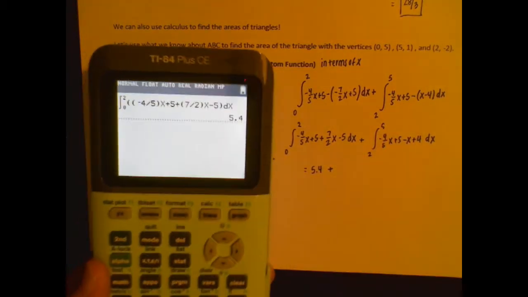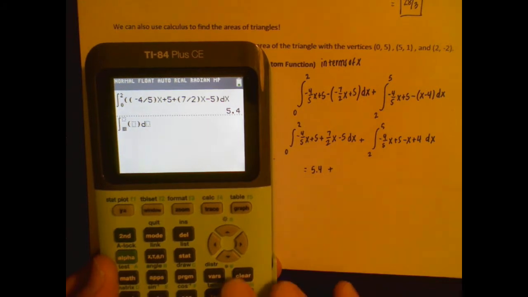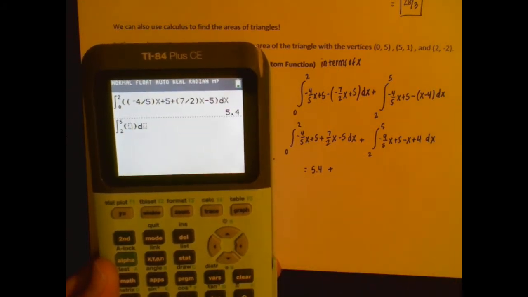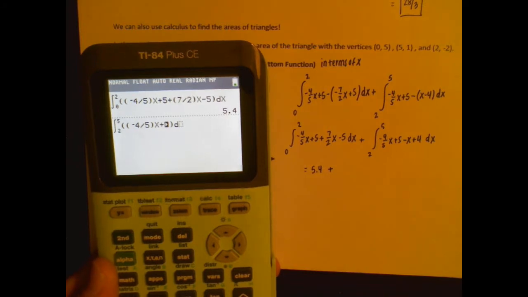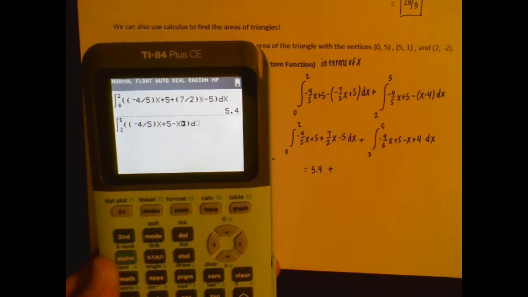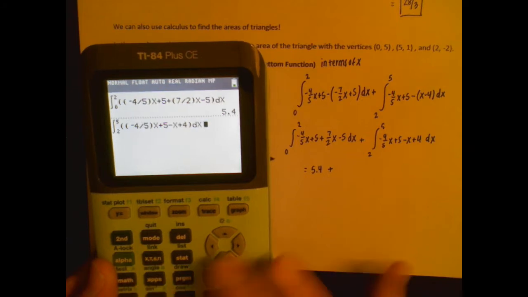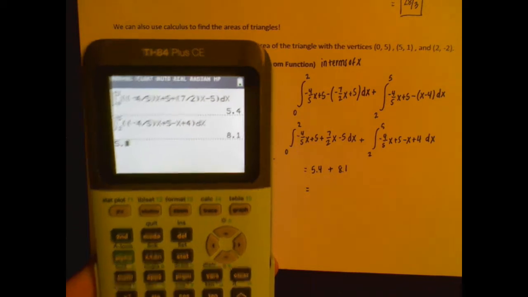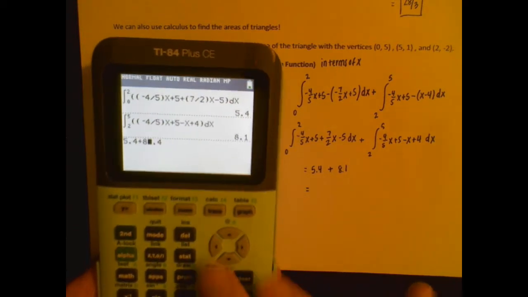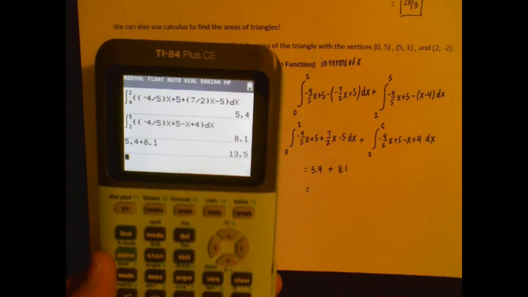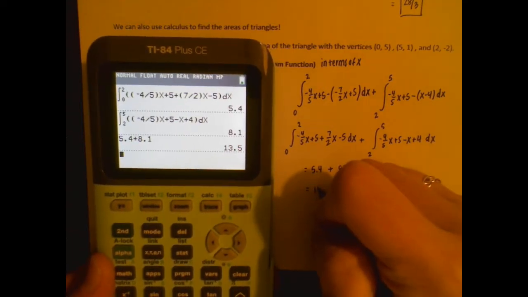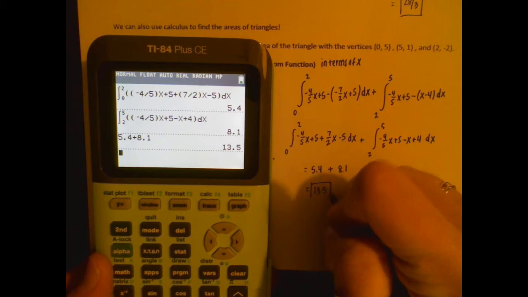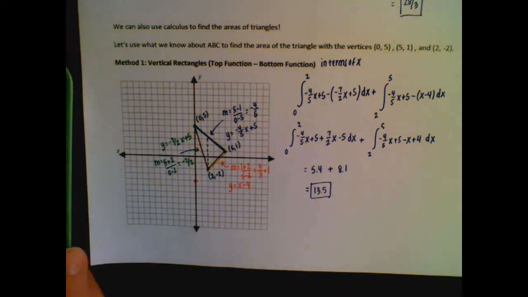And then I'm going to do the same thing for my second piece. So from 2 to 5, do -4/5 x plus 5 minus x, and then plus 4 dx. So it looks like 8.1. So when I add those together, that looks like my total area is going to be 13.5. So using calculus, we're able to find out that that area is about 13.5.